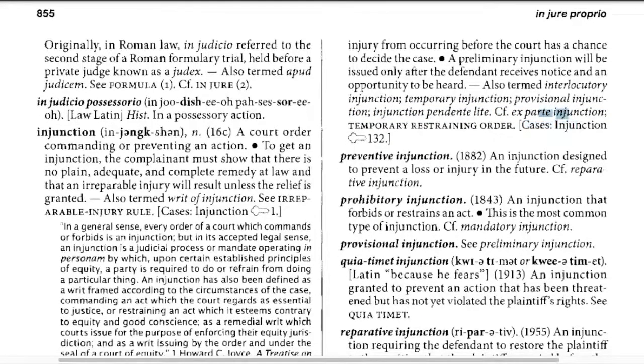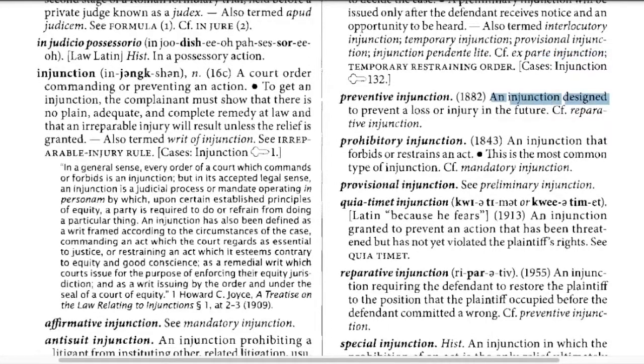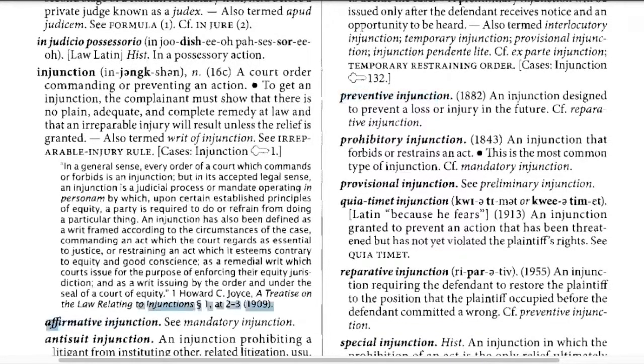Temporary restraining orders, the ex parte, we read that. Preventive injunction: an injunction designed to prevent a loss or injury in the future. Preventive. Interesting here. So far I see two good injunctions here: preventive and the affirmative. Let's see, prohibitory injunction, 1843: an injunction that forbids or restrains an act. This is the most common type of injunction.